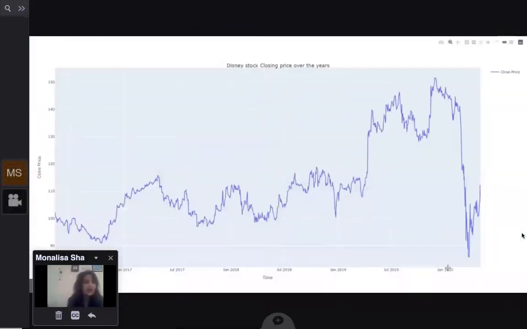Let's take a quick look into how Disney's closing price looks over the years. This graph shows the data from July 2016 till March 2020. The lowest price of Disney was $90, and in November 2016, it hit its highest price of $151. Because of the pandemic, it started decreasing all the way to $85. We already saw that the price never went below $90 before.